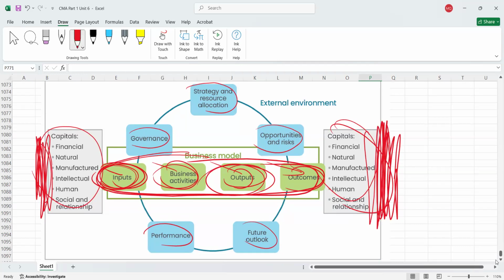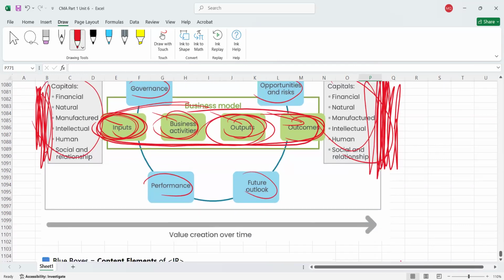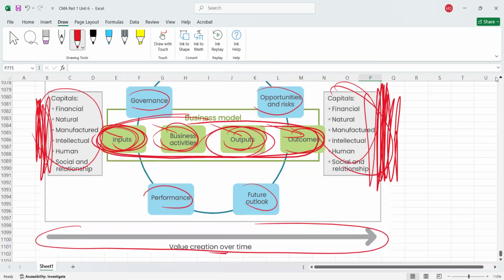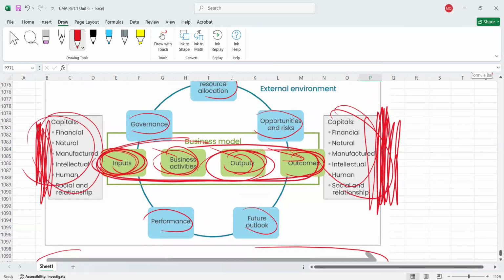The last thing, if you look at here, this line shows the bottom line, the value creation over time. Looking at the heading, value creation over time emphasizes that integrated reporting focuses on short, medium, and long-term value creation, and it is a continuous process, right? So this process will repeat. You will always have inputs, a business model, and outputs, and you will repeat this every year. And these are the sections which you will report in your integrated reporting. I hope it is clear.